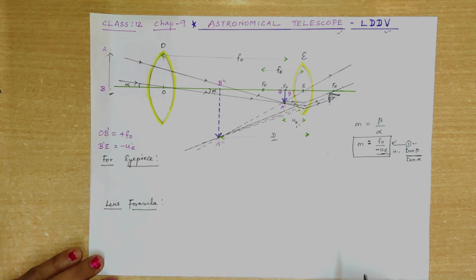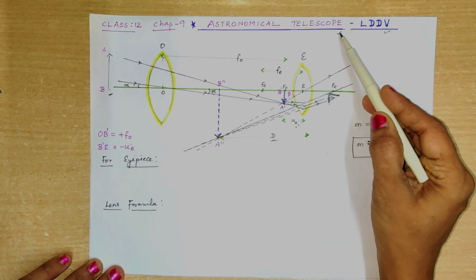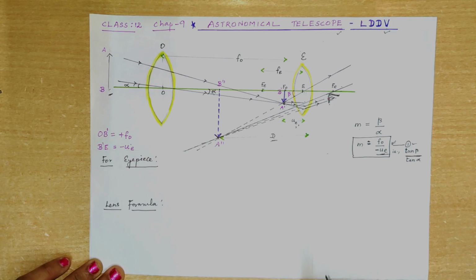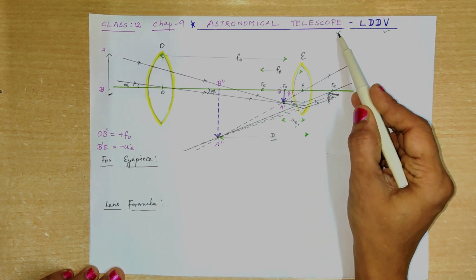Hello students, in this video we are going to learn about the Astronomical Telescope. The astronomical telescope is one of the optical devices used to see heavenly objects like the sun, stars, planets, etc. It is one of the types of refracting telescope.